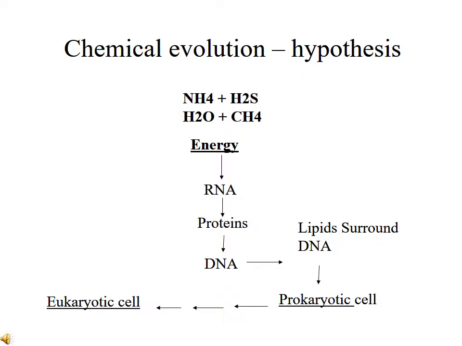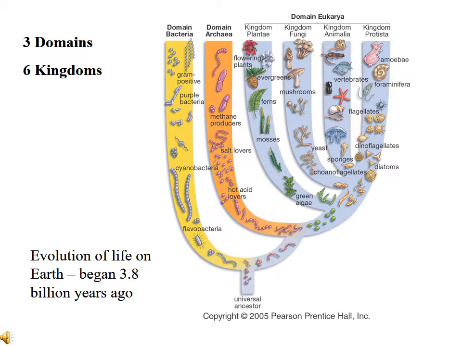Now, we don't know exactly how this happened, but the DNA somehow was enveloped or surrounded by lipid material. And this little entity became a prokaryotic cell, which we now recognize as being a simple bacteria. Now, it took 2 billion years for the simple prokaryotic cell to become a eukaryotic cell. And the eukaryotic cell, of course, is the ancestor of all plants, animals, fungi, protists, and basically all living things except bacteria.